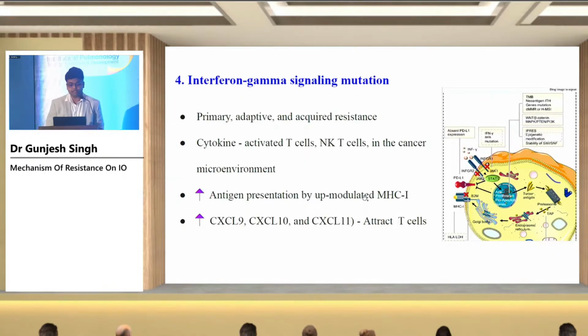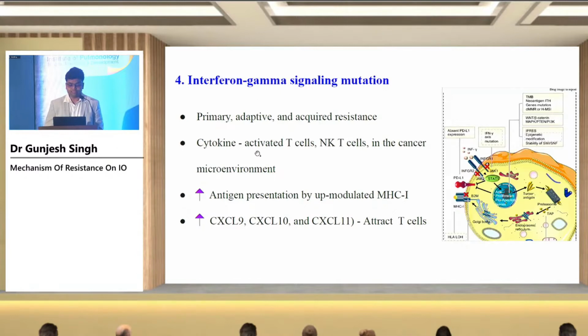This is an important pathway. You can see here that when interferon gamma binds with the interferon receptor, that activates the JAK-STAT pathway, and via this pathway, they upregulate MHC1. When MHC1 is upregulated, then antigen presentation is enhanced in the tumor. So if there is a defect in this interferon gamma signaling pathway, then there will be downregulation of MHC1, and it will cause again primary resistance to immunotherapy.